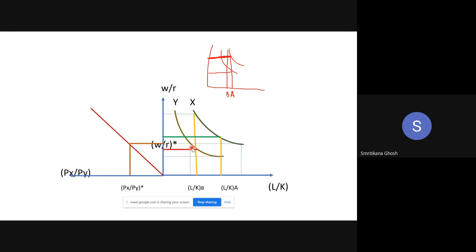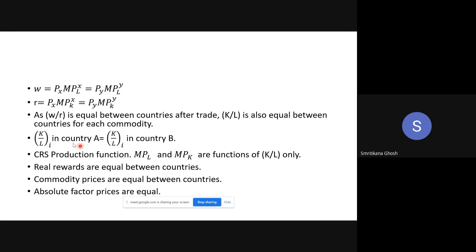As you are asking, na, why this line? So this is K by L after trade for both the countries for Y commodity. This is K by L for both the countries for commodity X after trade. Now, what can I write if I follow this? If I accept bullet 3, then I can write K by L of commodity i in country A is equal to K by L of commodity i in country B. So this is what is written here.